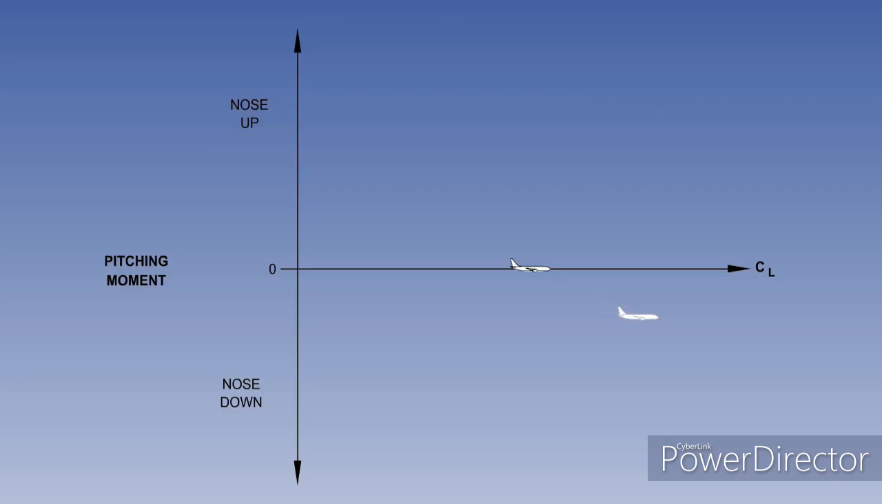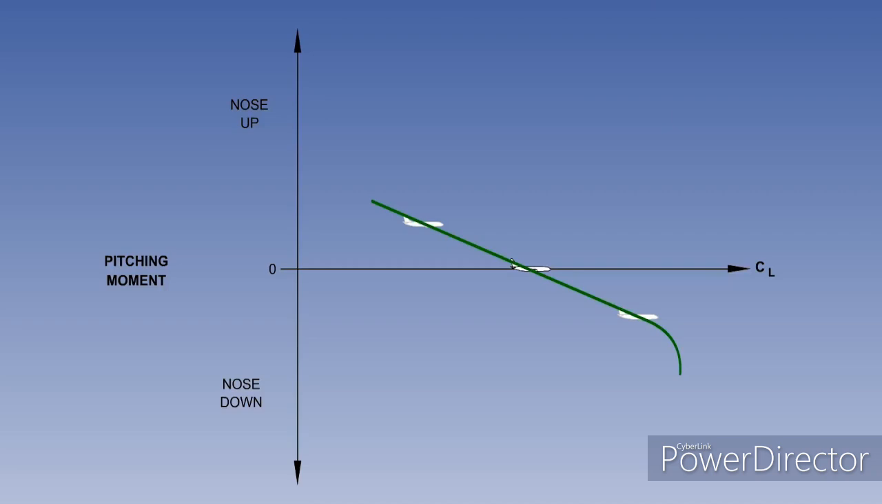The graph is reset with the aircraft in equilibrium. A downward acting gust now decreases the lift coefficient. Because of its longitudinal static stability, the aircraft will once again generate a pitching moment, but this time it's a nose-up pitching moment. The nose-up pitching moment will start the aircraft back towards equilibrium. The graph is again reset with the aircraft in equilibrium.